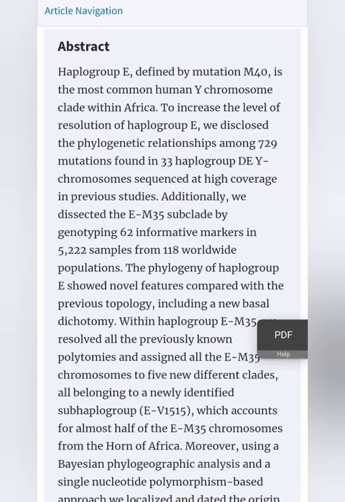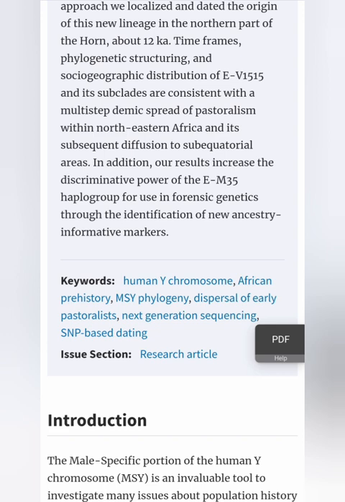Moreover, using a Bayesian phylogeographic analysis and a single nucleotide polymorphism based approach, we localized and dated the origin of this new lineage in the northern part of the Horn about 12,000 years ago.